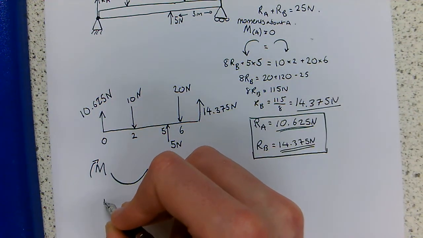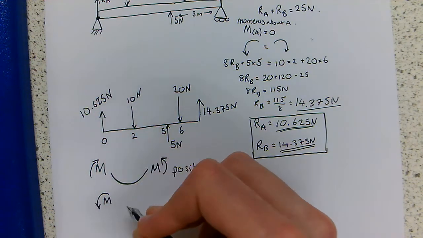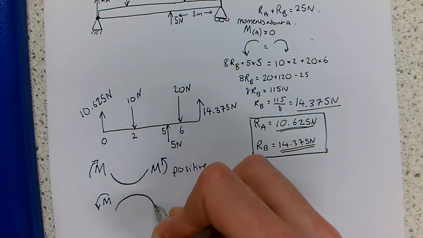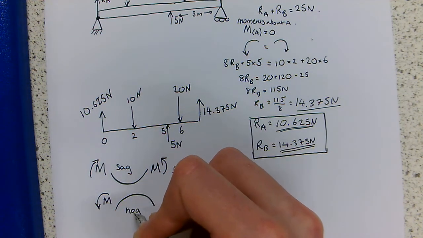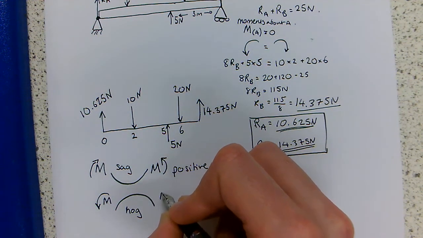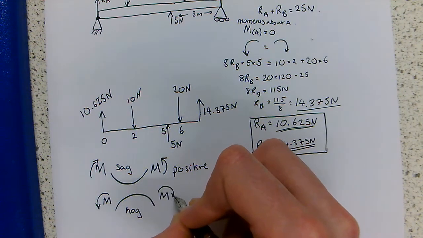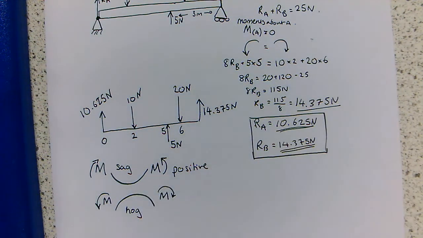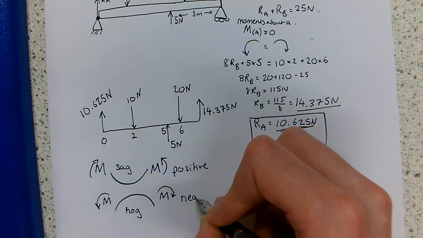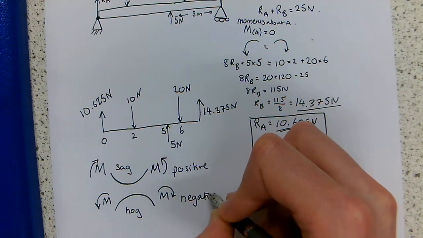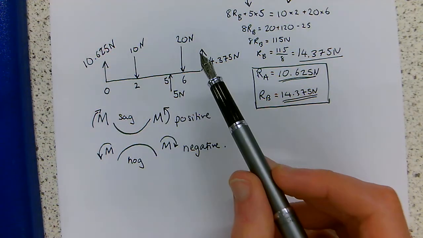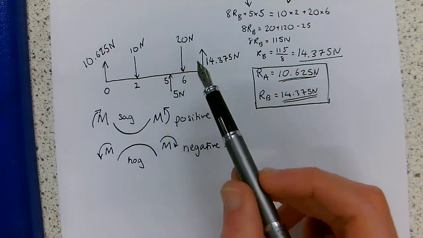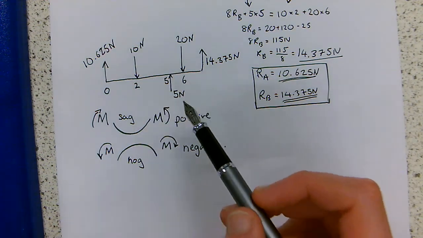A moment that causes our beam to hog, where ends go down, middle go upwards, is considered negative. So we look at the forces where they're applied, and we consider the moment they will do.